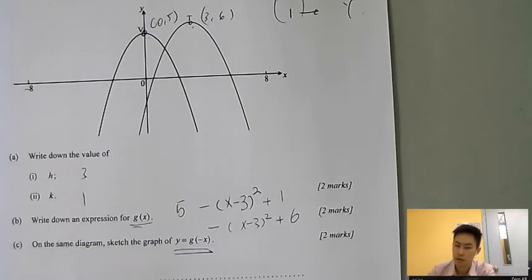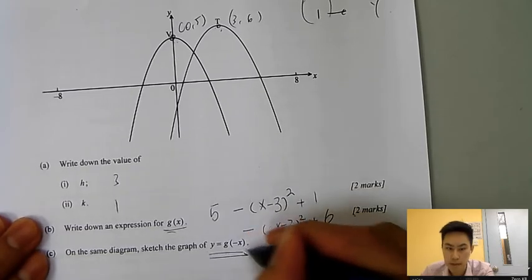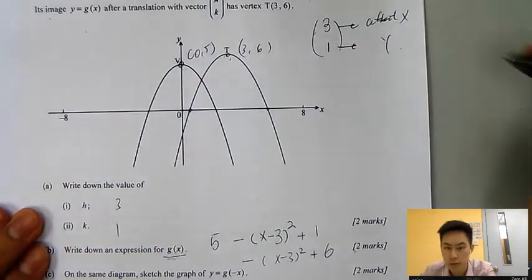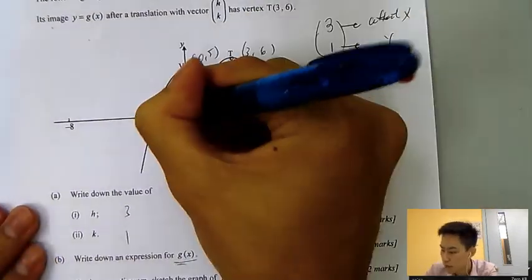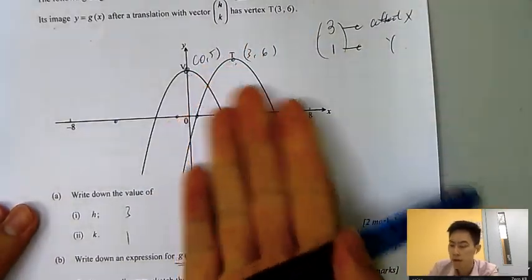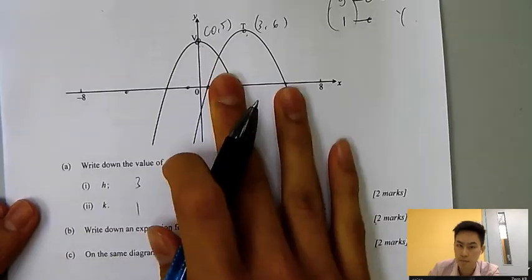Okay, so very easy. Question C, sketch the graph y equals g of minus x. Basically you can see this point and this point, so we'll flip to the left-hand side. This point goes here, because all the x are affected by the negative, so positive x becomes negative x.